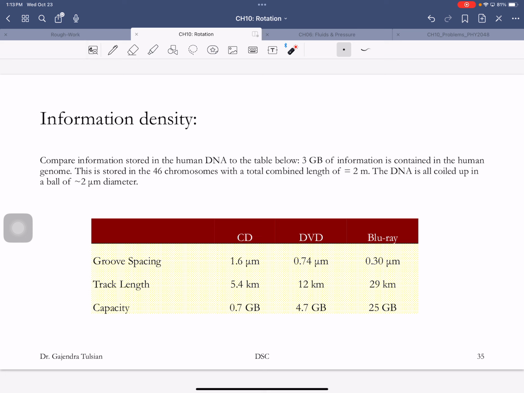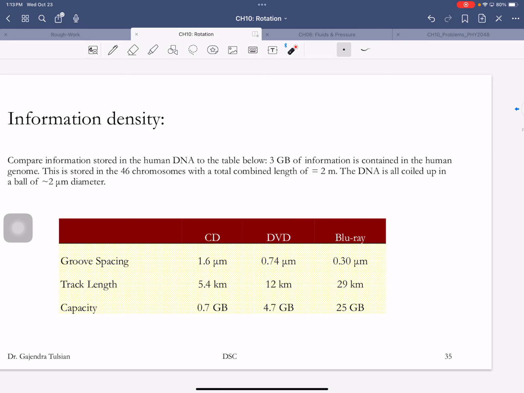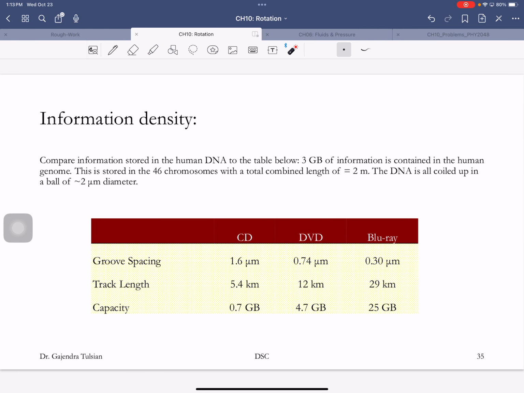Actually, this Blu-ray has a wavelength that's 5 times shorter. So you can see that the groove spacing is 5 times closer, and the bump spacing can be 5 times closer as well. So actually, you can pack 25 times more information on the same disk. 25 times more information. All right, we'll stop here.